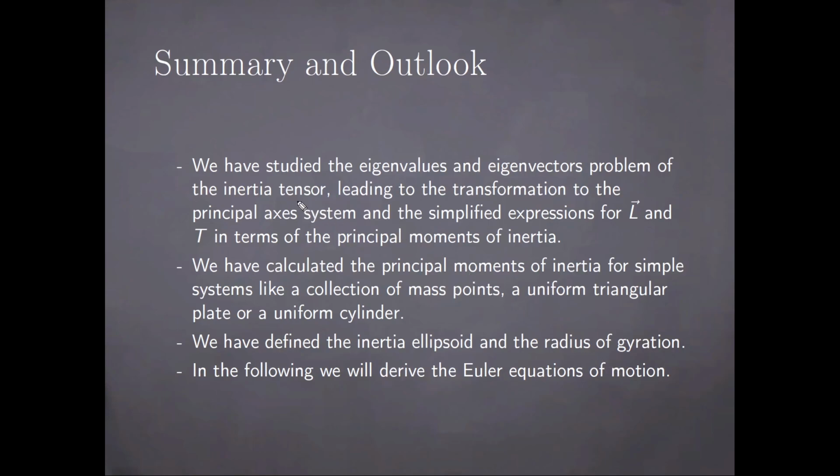In summary, we have studied the eigenvalue and eigenvector problem of the inertia tensor, leading to the transformation to the principal axis system and the simplified expressions for the angular momentum and kinetic energy in terms of the principal moments of inertia. We have calculated the principal moments of inertia for simple systems like a collection of mass points, a uniform triangular plate, or a uniform cylinder. We have defined the inertia ellipsoid and the radius of gyration, and in the following we will derive the Euler equations of motion.